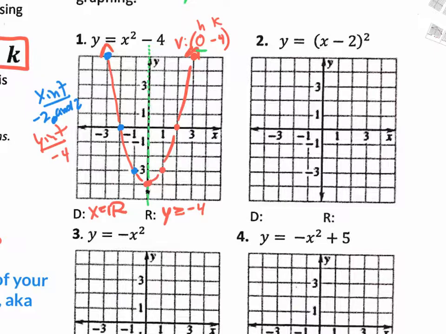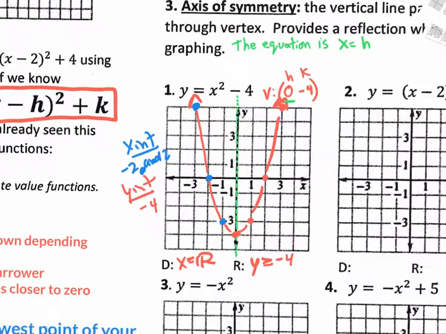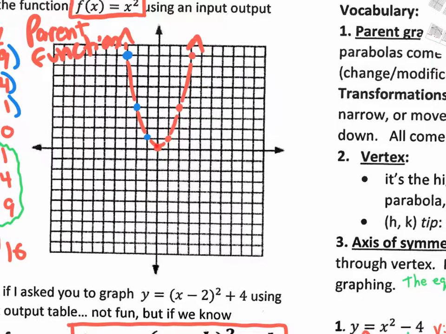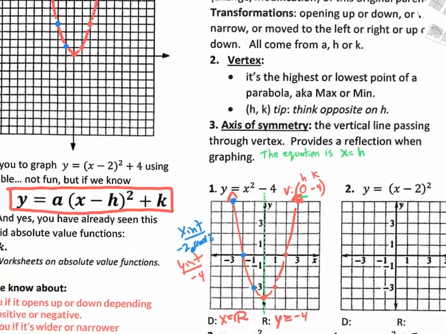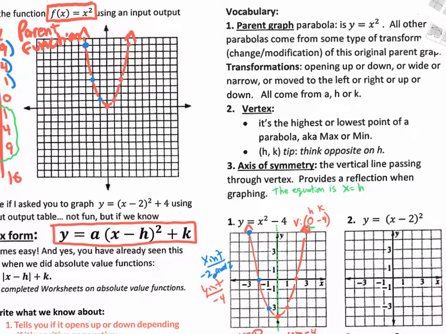So if I asked you to describe a transformation from the original parent graph that had the vertex at (0, 0) to this new graph that obviously has a vertex down here, what kind of change did it go through? Like, obviously it did not get wider, it didn't get narrower, it's the same exact one because the a value is 1 on both of them. But what happened to it? It got shifted where? Shifted down how many units? 4 units, that's right. And ultimately I want you to understand that the k value is what will tell you how much it shifts from the original parent graph to your new modified, transformed graph.